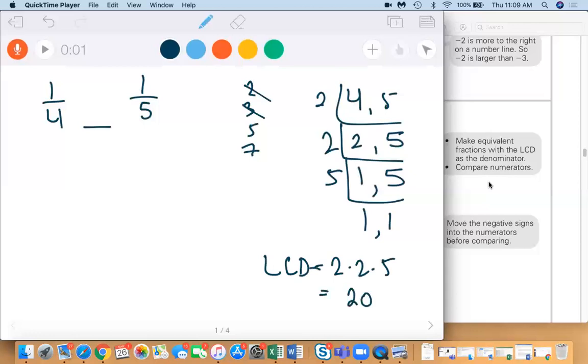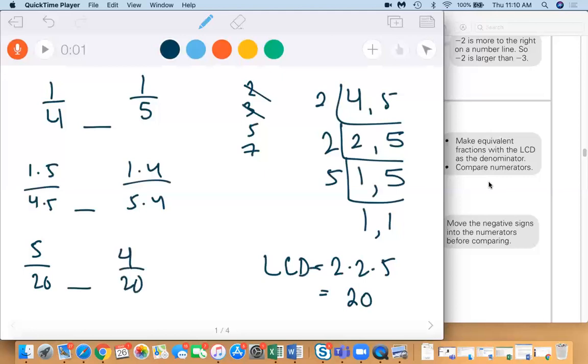So we need to convert these. That means we have 1 times 5 and 4 times 5 on the bottom. And then we have 1 times 4 and 5 times 4 to make it 20. It means we have 5 over 20 and we have 4 over 20. So which one's bigger? That 5 over 20. So that means that 1/4 is bigger than 1/5.